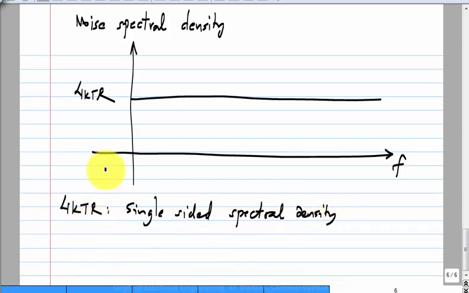So this means that this is valid for F from 0 to infinity. Now, if you have occasion to use double sided spectral density, you should use 2KTR, okay, it will give the same answer. So, this is the noise spectral density of a resistor.